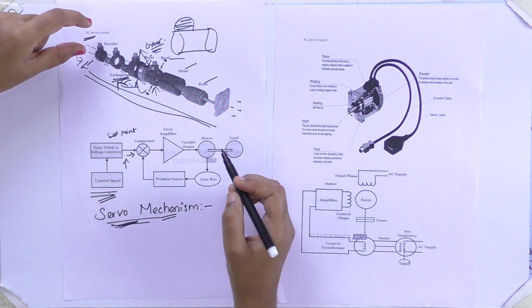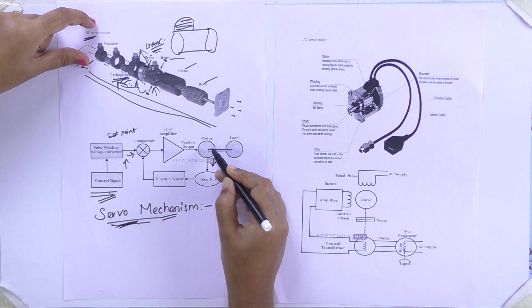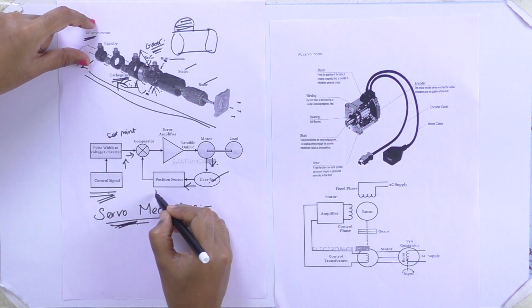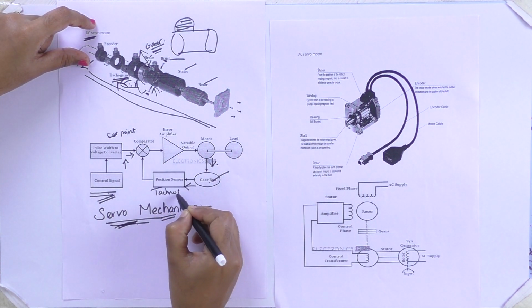The second thing is that the speed of the motor is sensed with the help of the gearbox and is given to the tacho generator. The position sensor is nothing but the tacho generator.